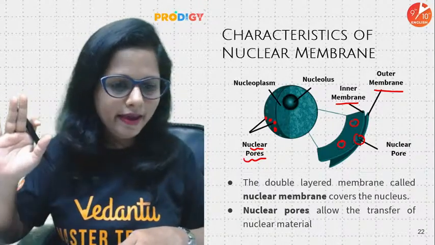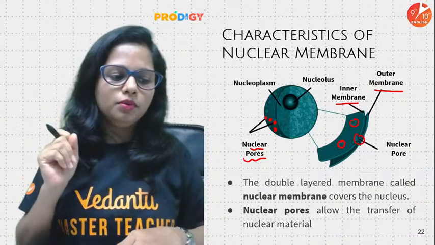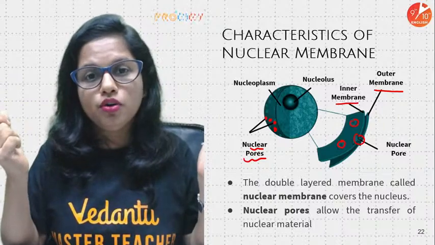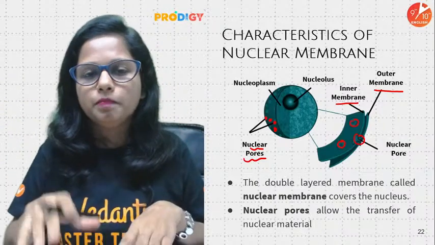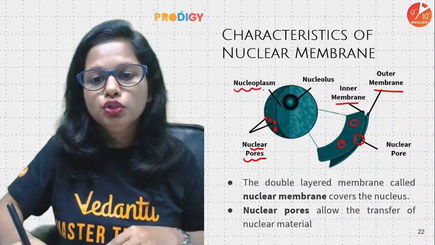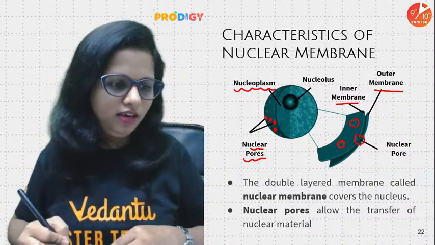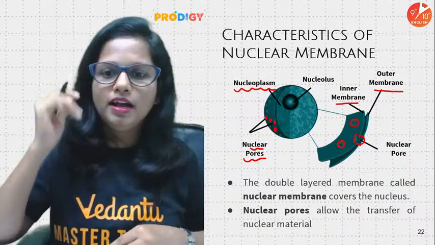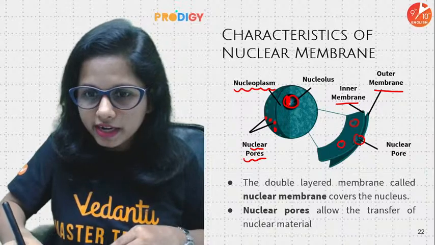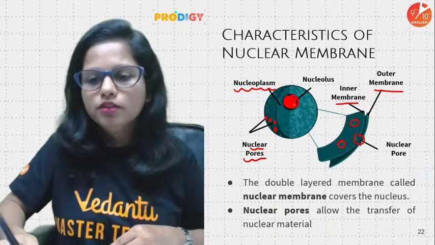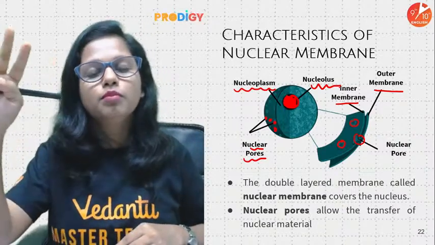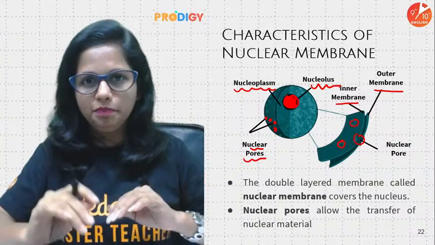Now, just like the cell has a fluid which is called cytoplasm, in a similar manner, within the nucleus, there's a fluid which is called nucleoplasm. Within this nucleoplasm, there is a darkly stained spherical body which is called nucleolus. Singular nucleolus, plural nucleoli.